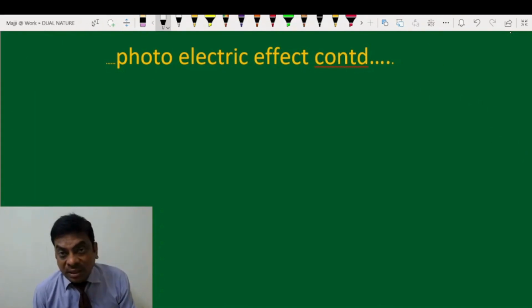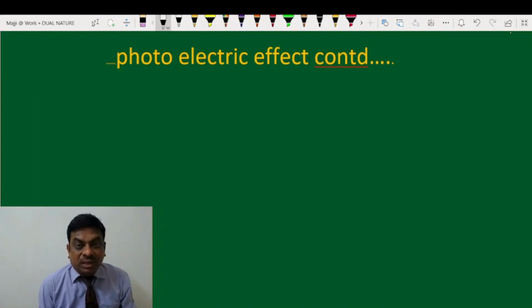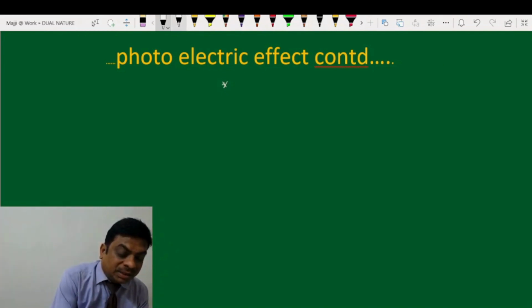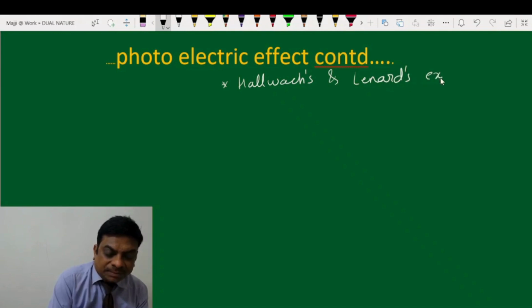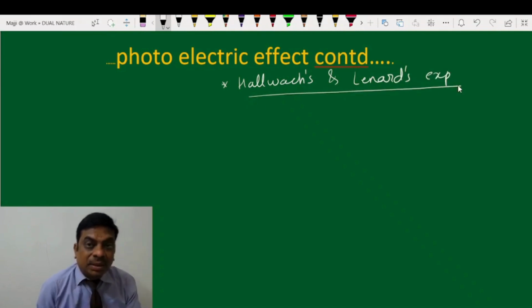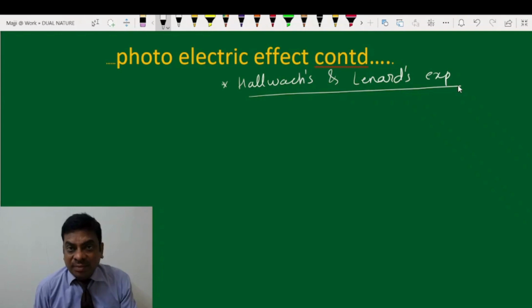We are discussing the photoelectric effect. The basic things of the photoelectric effect have already been explained. Next we have to consider the famous experiment, which is Hallwachs and Lenard's experiment. It's known as Hallwachs and Lenard's experiment. This is an experiment to systematically study the photoelectric effect.